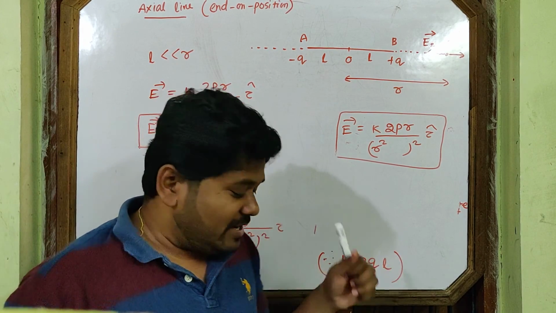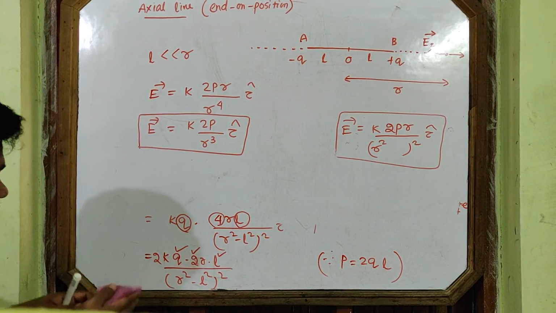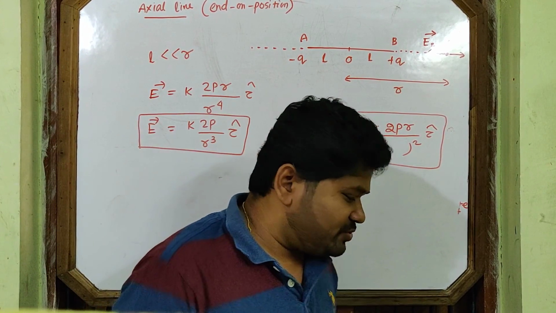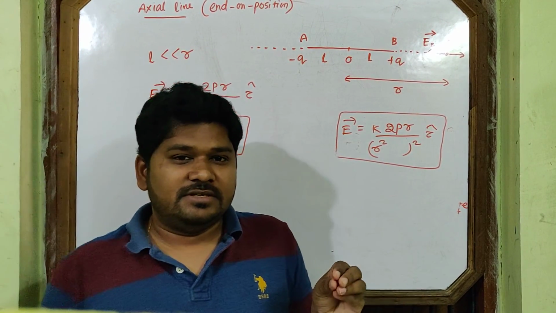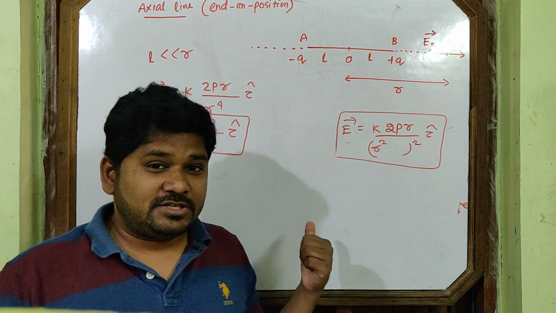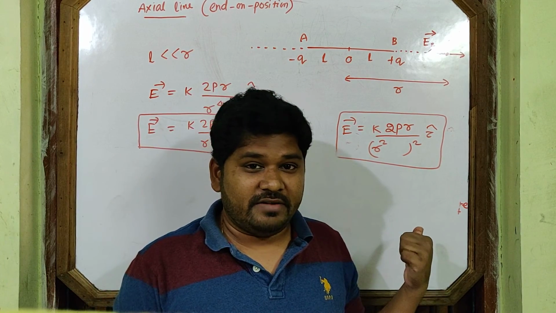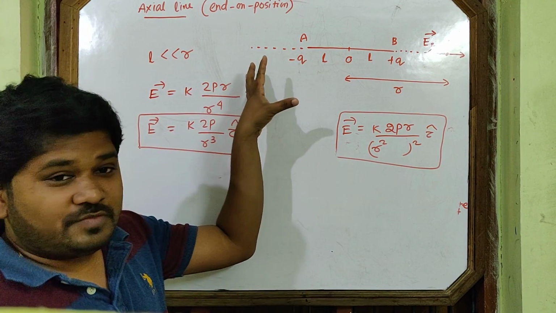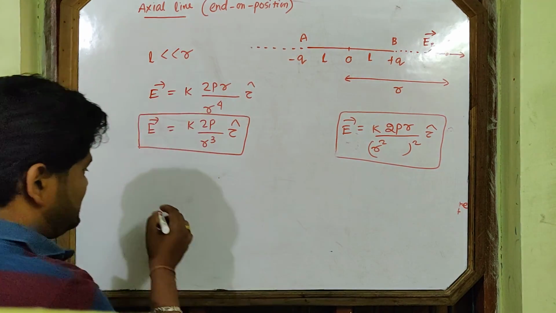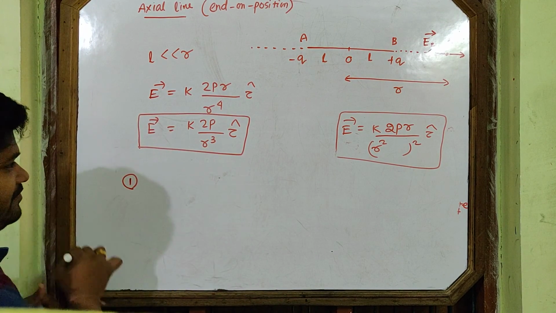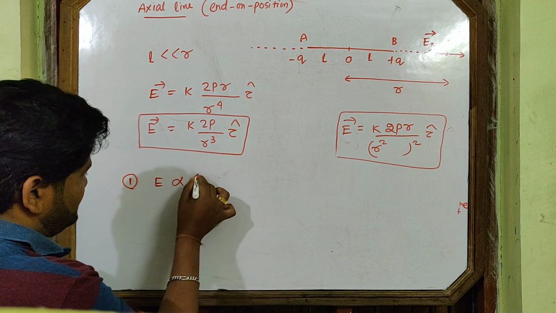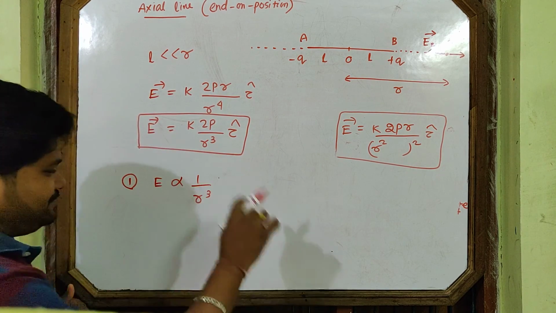One thing I want to tell you here: this is the final formula, but nowadays in derivations some 1 mark questions are always attached. So let us discuss what questions can be attached here in the derivation. If the whole derivation is of 2 marks, then a 1 mark question will be attached. What question can be attached here? 1 mark question: how does E depend on R? E is inversely proportional to R cube.